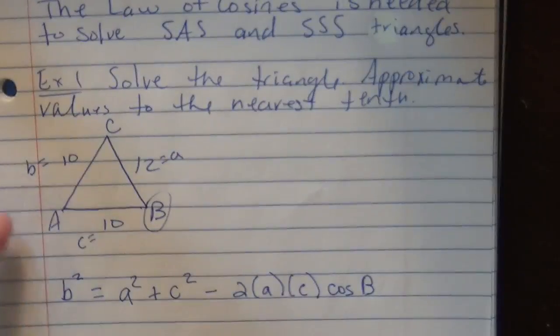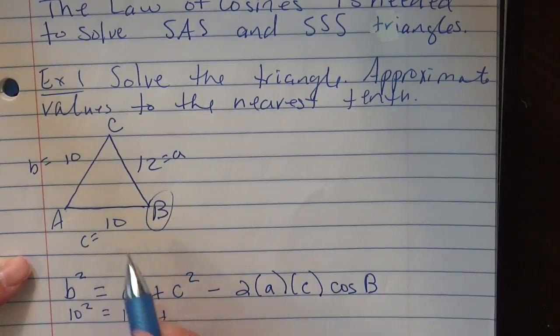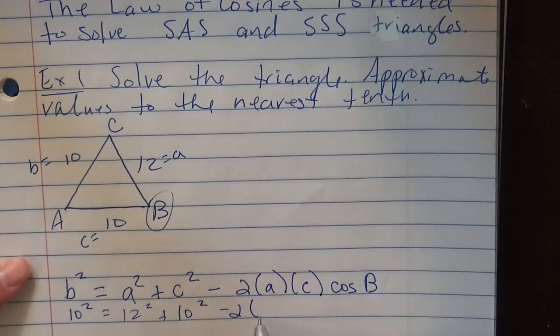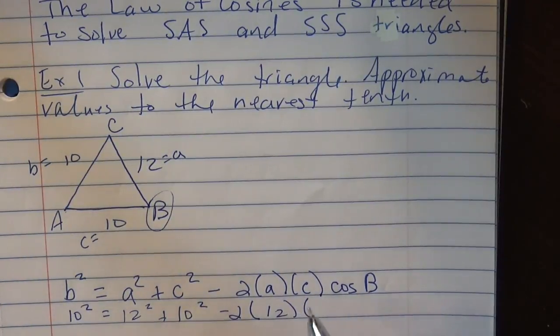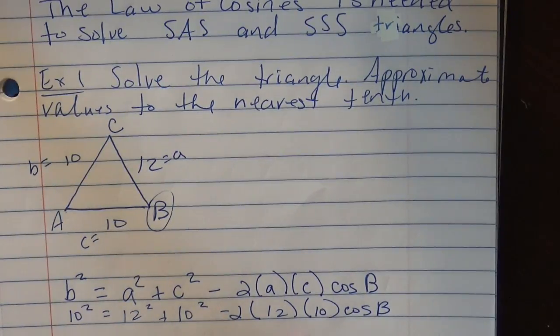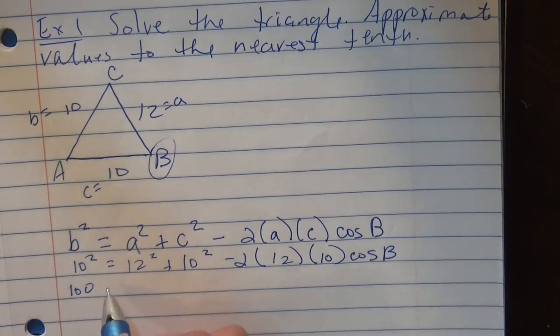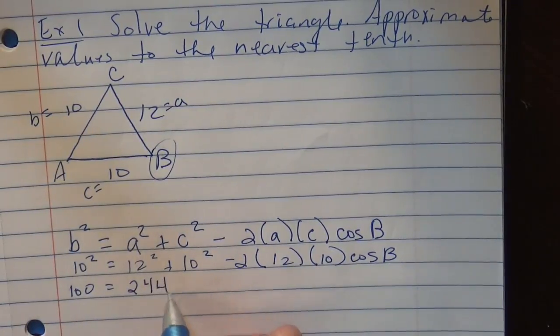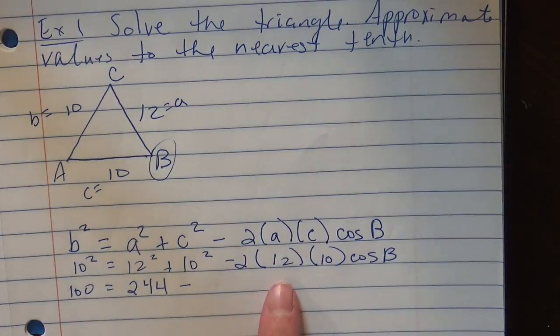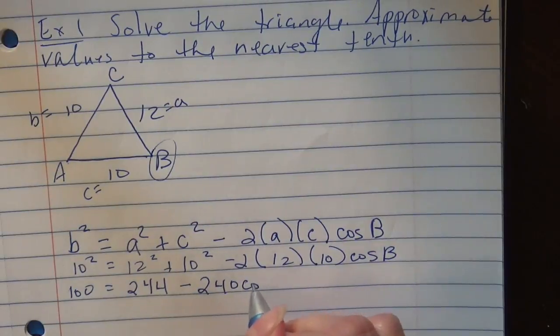So b we know is 10. We know side length a is 12. And we know side length c is 10. So substituting over here as well, we have values in for every variable, and we just have to solve for angle B. So that gives us 100 equals 144 plus 100, so that's 244, minus 2 times 12 is 24, 24 times 10 is 240, times cosine B.